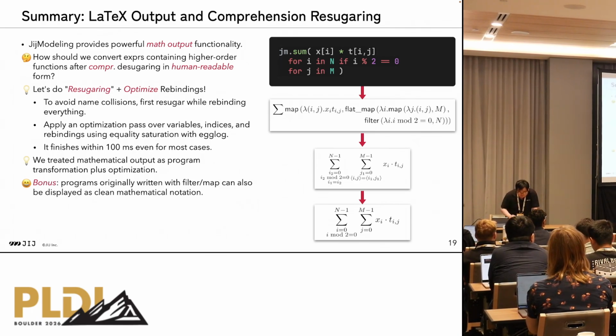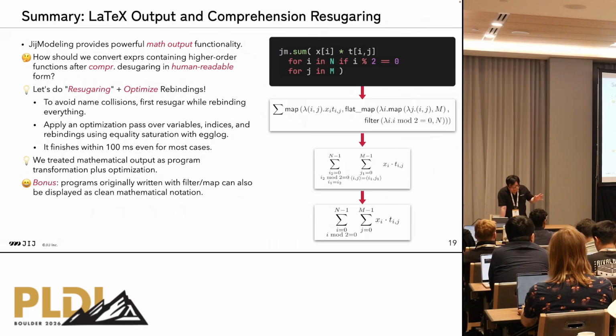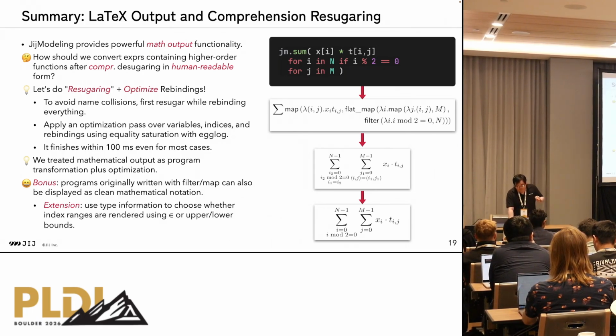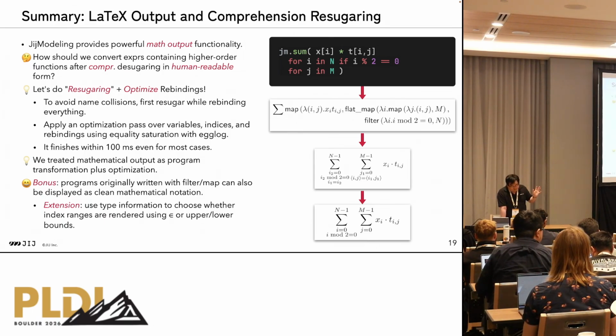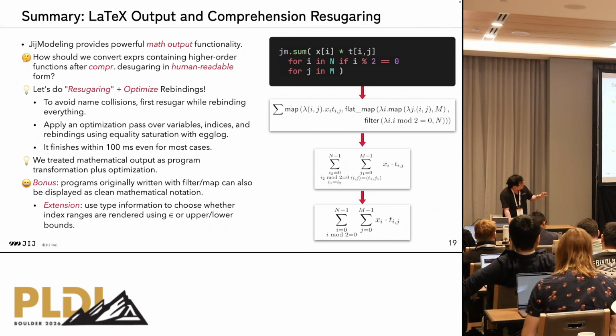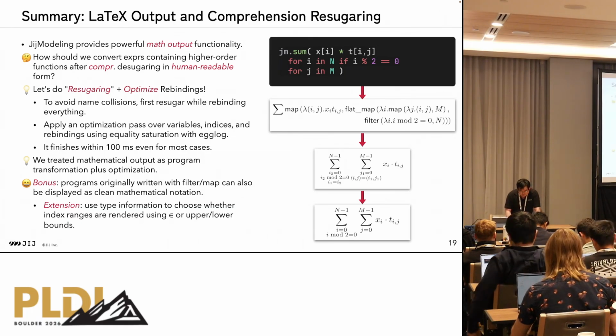So we treated mathematical output as program transformation plus optimization, and as a bonus, even programs originally written directly with filter or map or flat map can also be displayed as clean mathematical notation. And we also register type information of subterms into the Egglog database and use it to finely control the rendering. So that database feature really helps us a lot here.